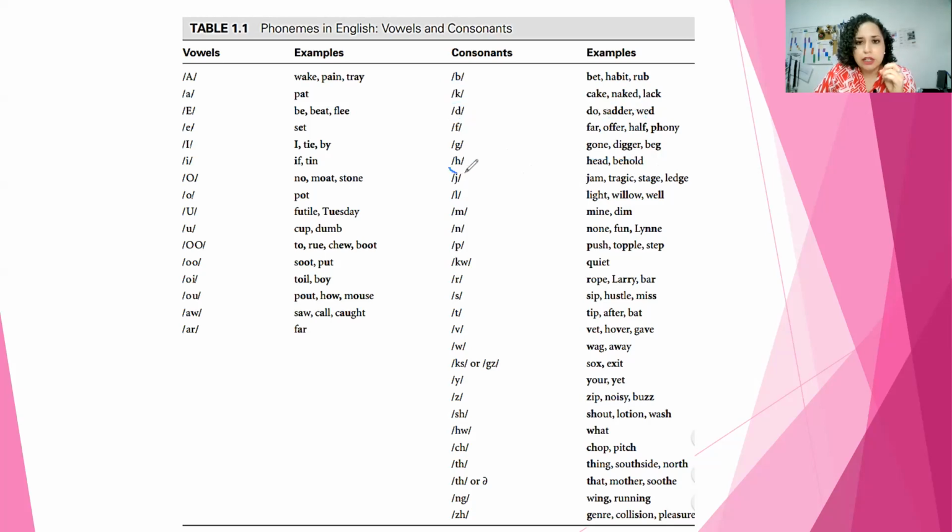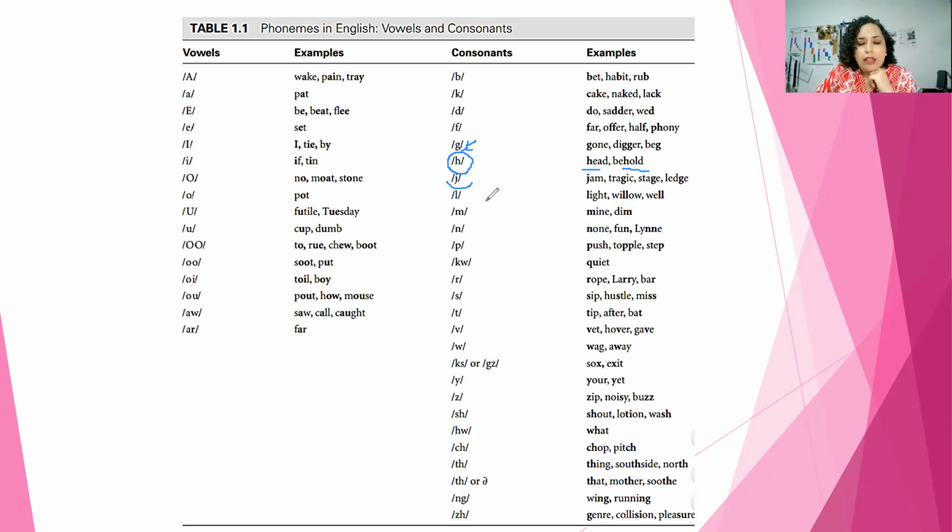For H, most of the time you do pronounce H in English, and it has the stronger sound that a Spanish speaker will usually give to the G, which is H. Head, behold. It comes from the back of your mouth, from the back in here.